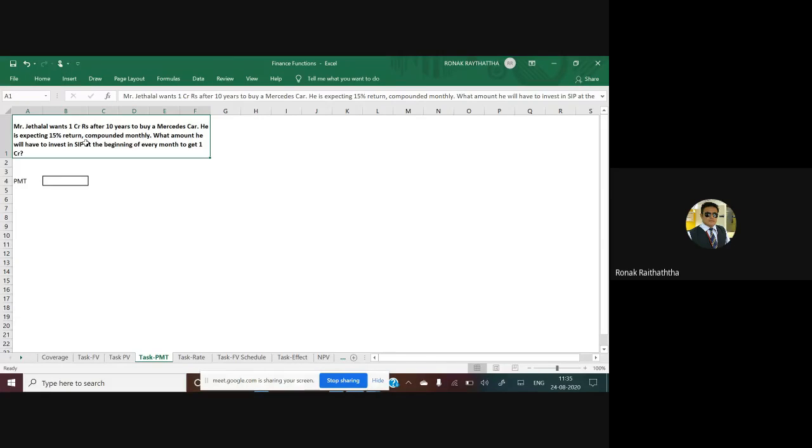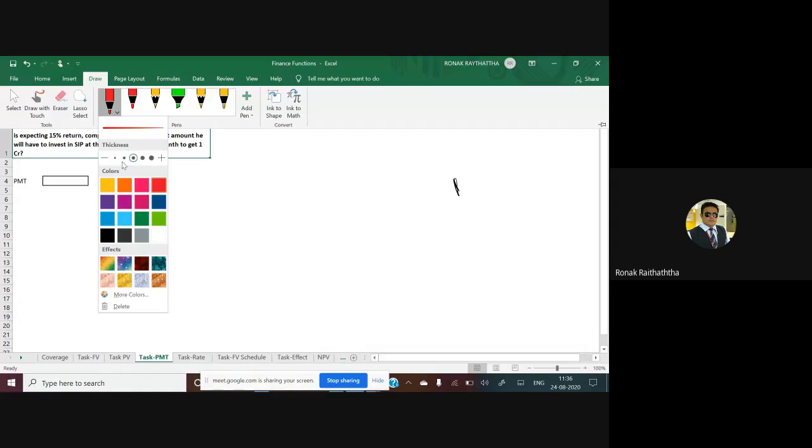So here in this case, my fellas, you have the future value. My Brahmastra has changed the color. I don't know why, without even asking me. Let me change the color of my Brahmastra because I love red.